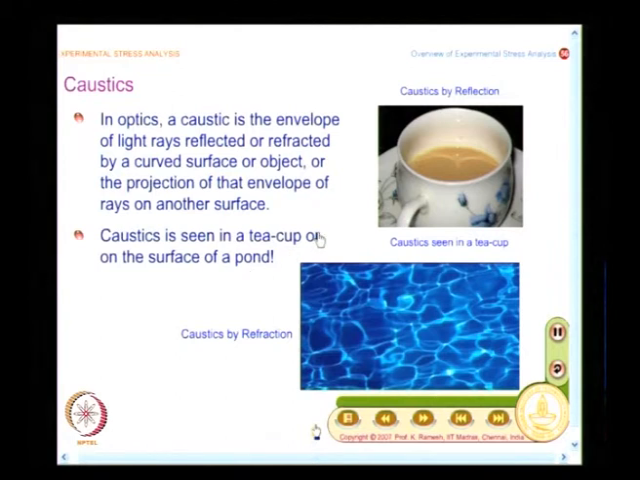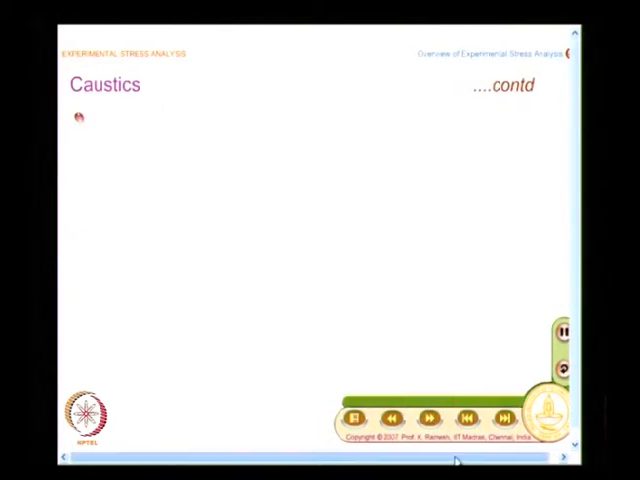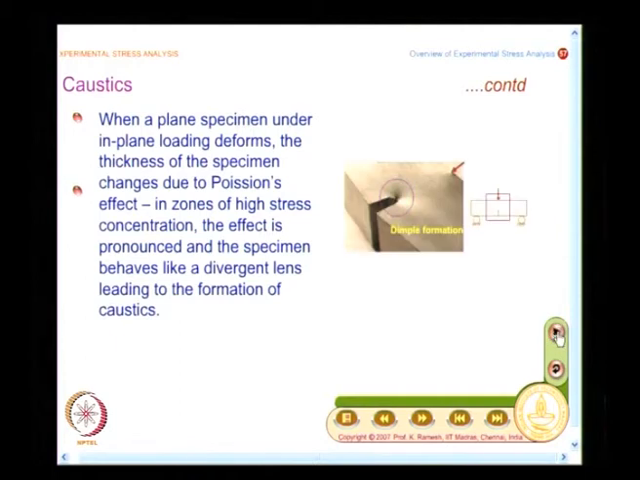What is its use for me in stress analysis? There is joy in looking at all these patterns and naming them as caustics, but I must also have its utility from the stress analysis point of view. How it is seen, we will have a look at it, and we will also elaborate upon it. First, we will look at what the principle is, and this is what is shown here.